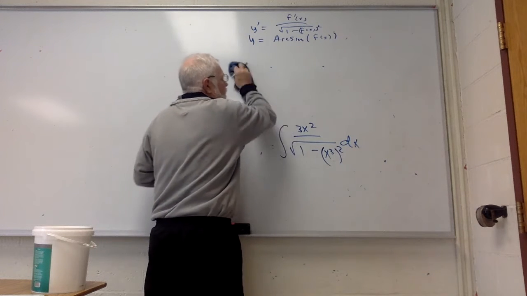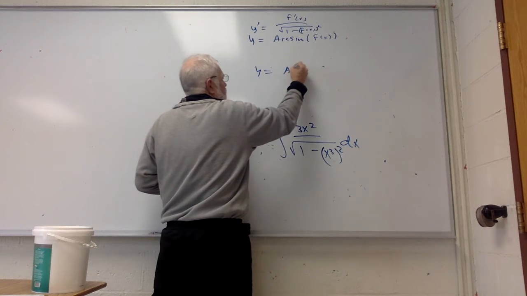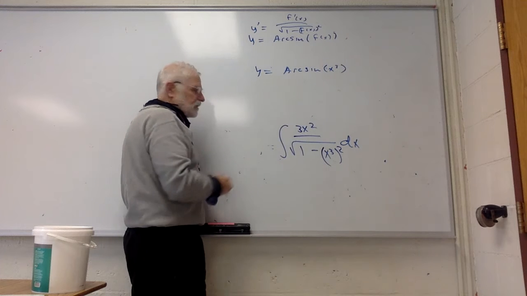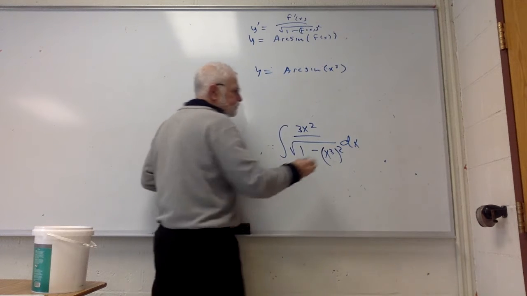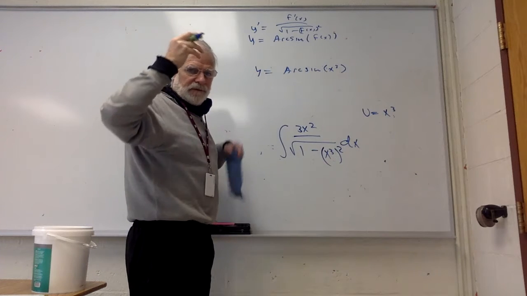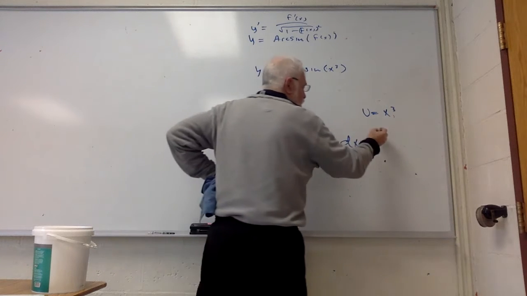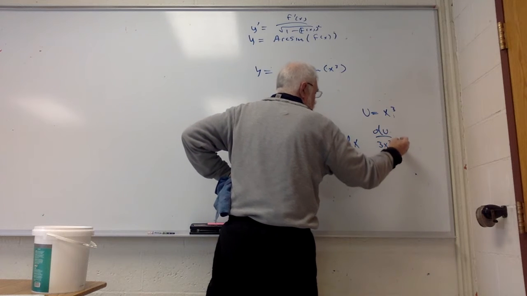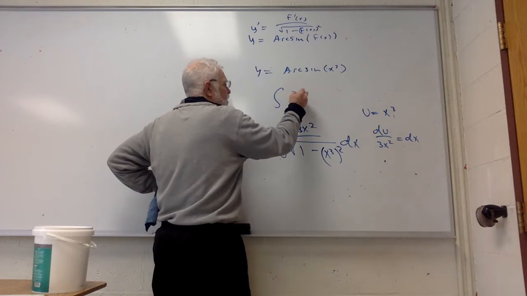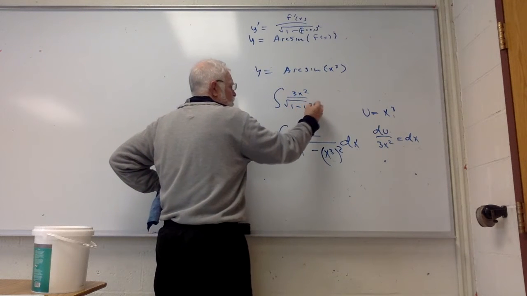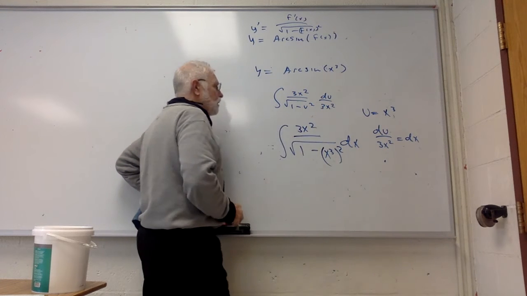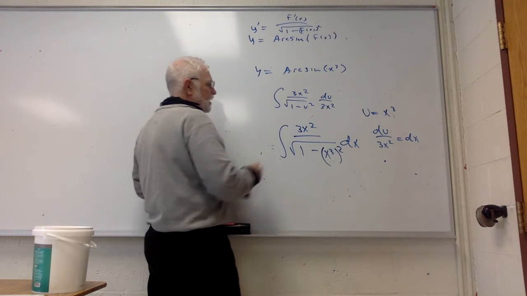Why did I erase it? Y equals arcsine of x cubed. Well, first thing is recognition. What's your u? X cubed. Right? Pause the video and try these yourself, obviously. So what's du? Oh, du over 3x squared equals dx. Okay, so that means I've got 3x squared, I've got the square root of 1 minus u squared, and I've got du over 3x squared. Oh, well, that sure looks like these cancel.